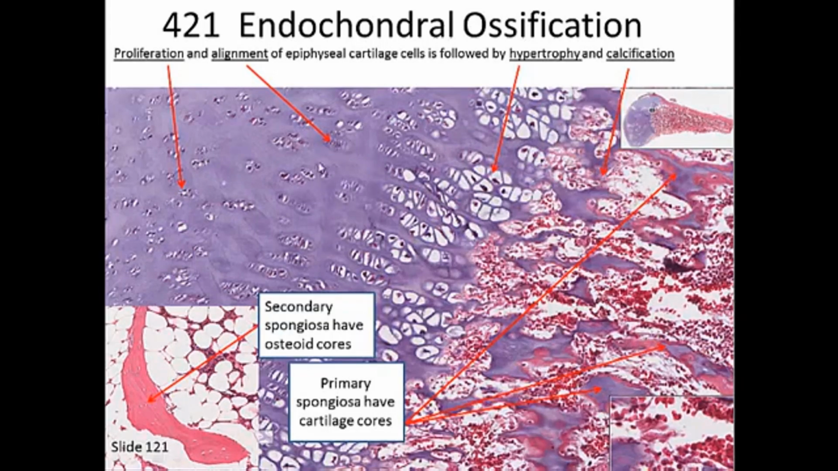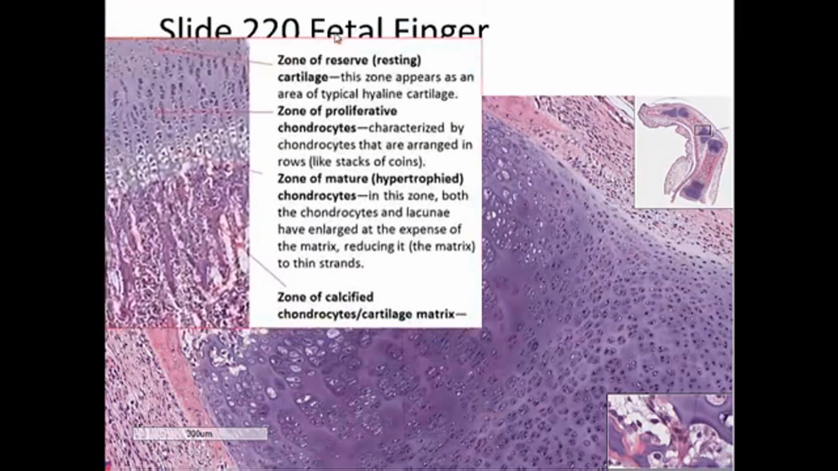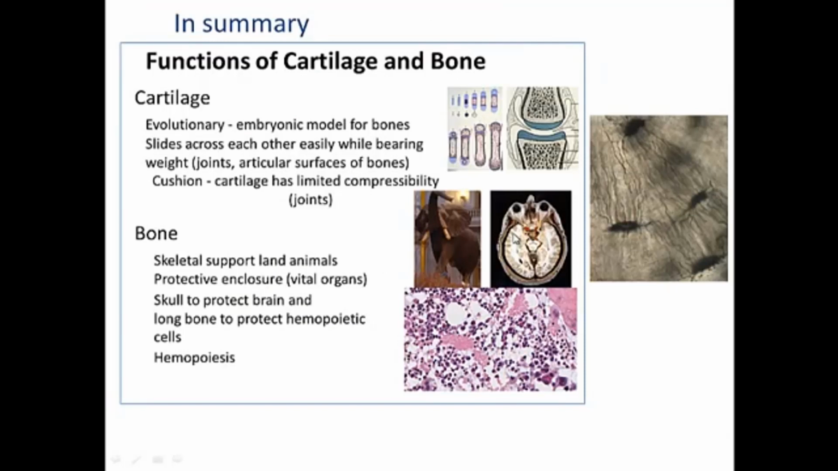Then you have the alignment as the cells are proliferating. Then they hypertrophy, and then they calcify, then they're replaced. And that's just a cycle that goes over again at the epiphyseal plate, and the transfer of your cartilage skeleton to your bones. Here again, we can see the same type of thing with the different zones that we can see there.